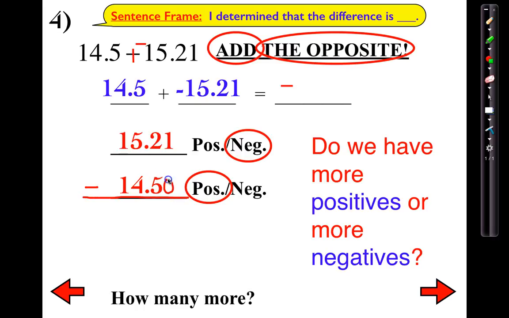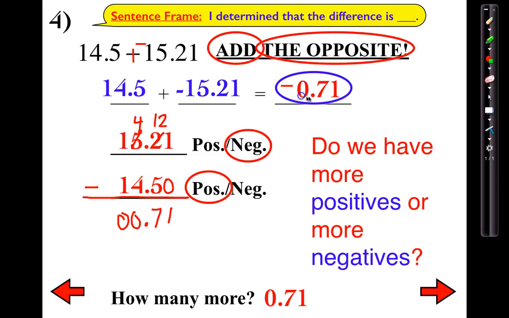I'm going to go ahead and put a 0 as a placeholder. 1 minus 0 is 1. 2 cannot subtract 5, so we're going to borrow. 12 minus 5 is 7. 4 minus 4 is 0. 1 minus 1 is 0. So how many more negatives are there than positives? I would say that there are 71/100 more negatives. So up here, my final answer is negative 71/100.